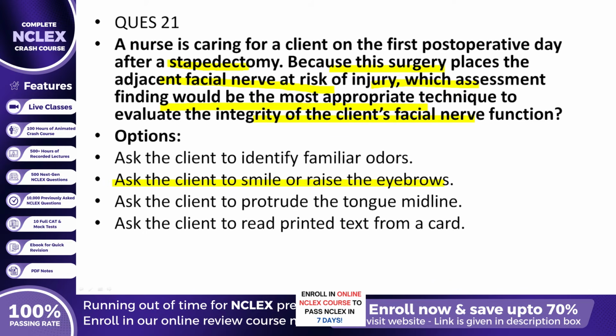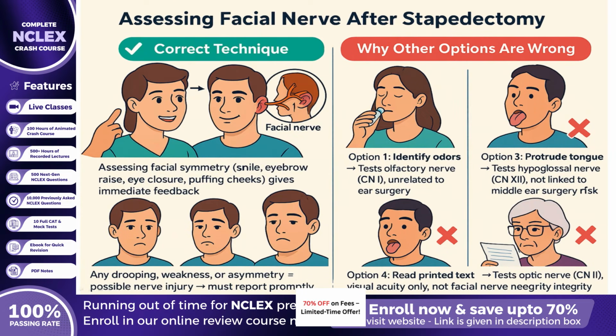This is because the facial nerve, which is cranial nerve 7, controls the motor functions of facial expressions. During a stapedectomy, which is performed to treat conductive hearing loss from otosclerosis, the proximity of the surgical site to the facial nerve places the client at risk of nerve trauma. Postoperatively, evaluating the ability to smile, raise the eyebrows, close the eyes tightly, or puff the cheeks gives the nurse immediate feedback on nerve integrity. If asymmetry, drooping, or weakness is observed, it signals possible injury that must be reported promptly to prevent permanent paralysis.